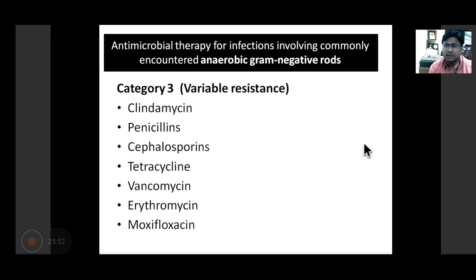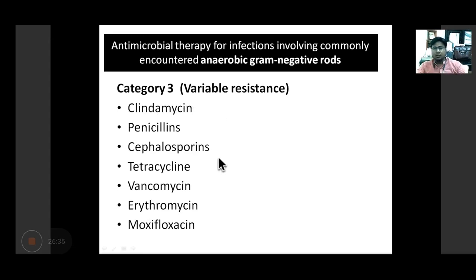Then category 3, where there is variable resistance to the category 1 and category 2 drugs, so you can use clindamycin, which is a very, very good drug for treatment of anaerobic bacteria. As I told you, it is a macrolide kind of drug, so all the mechanism is like that only. Penicillins, which you already know, cephalosporins, tetracyclines, vancomycin, erythromycin, moxifloxacin. These are the drugs which can be used in category 3 variable resistance treatment. But they are not as active as category 1 and category 2. Category 1 drugs and category 2 drugs are the main drugs. Apart from that, we can use these drugs as well.